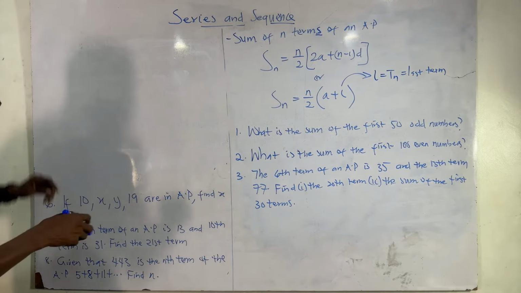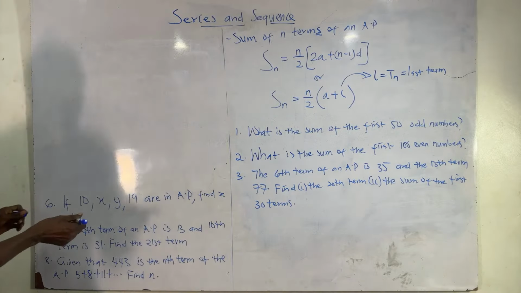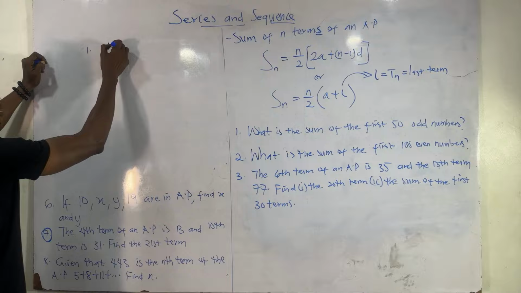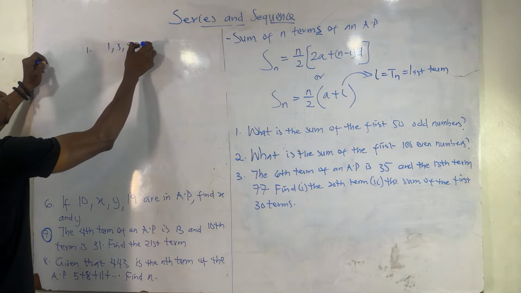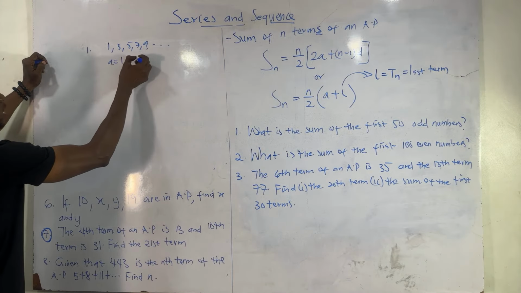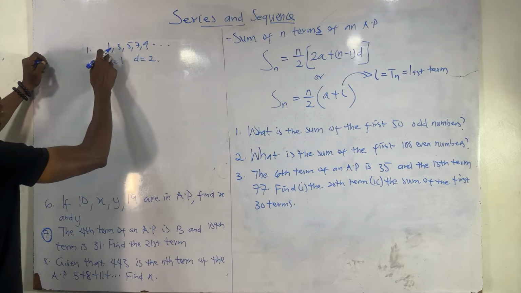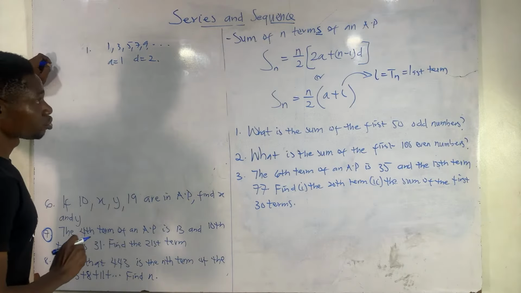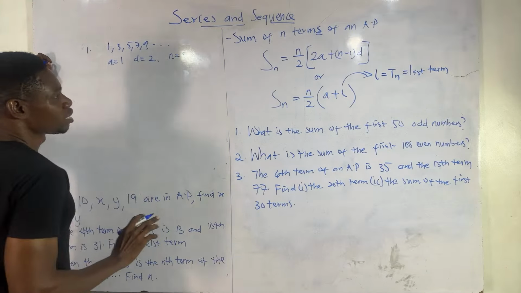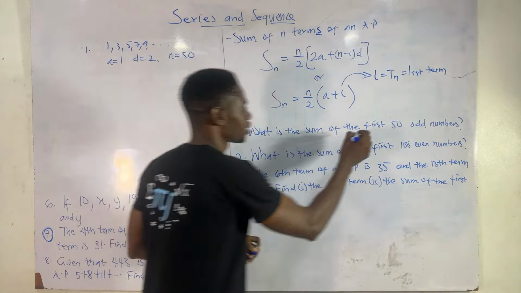Check from the device. Okay, it's clear enough, right? So for odd numbers, you have 1, 3, 5, 7, 9, and so on. Our first term is 1, and our common difference is 2: 3 minus 1 is 2, 5 minus 3 is 2. Our n is 50 because we're looking for the first 50.